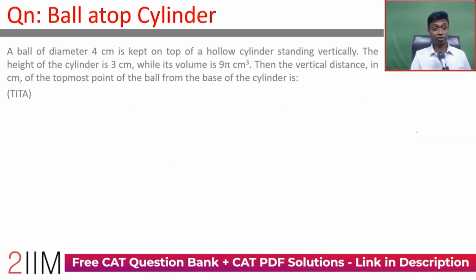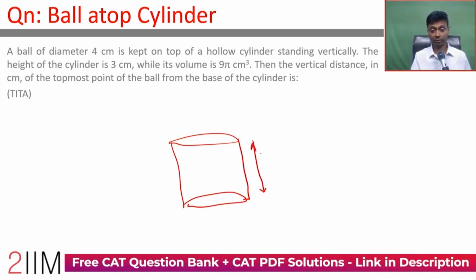A ball of diameter 4 centimeters is kept on top of a hollow cylinder standing vertically. So, hollow cylinder standing vertically. The height of the cylinder is 3 centimeters. Its volume is 9 pi centimeter cube. Pi r square height is 9 pi.